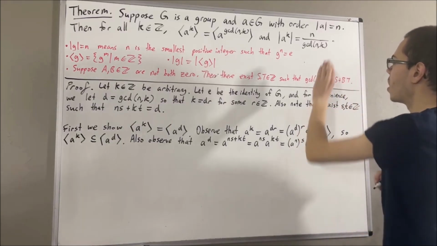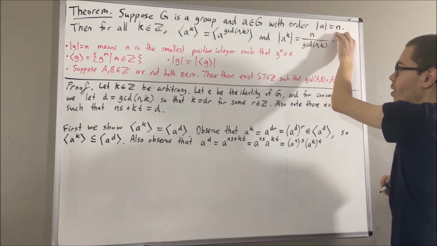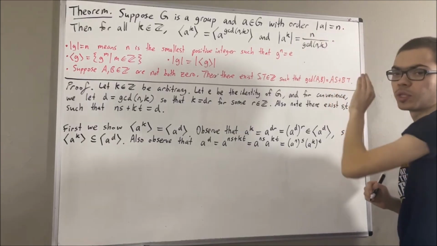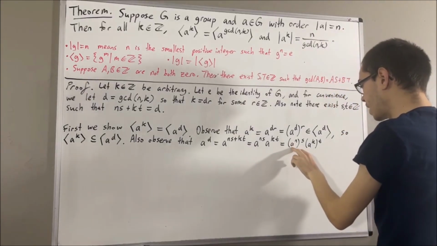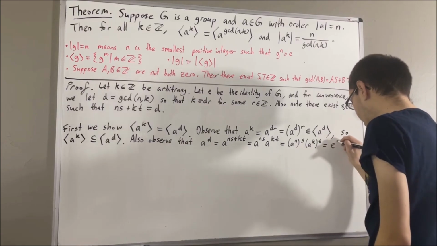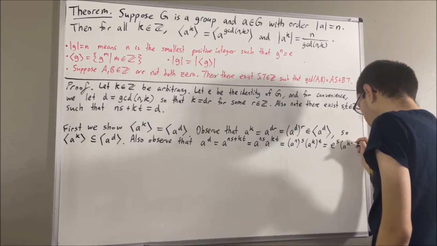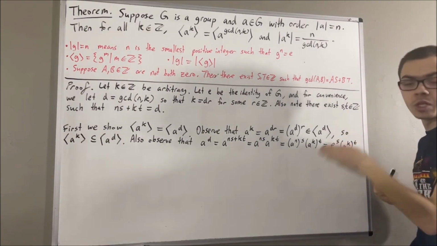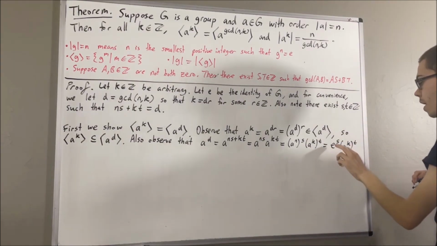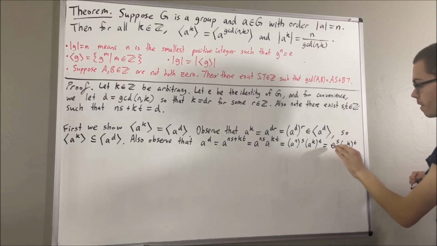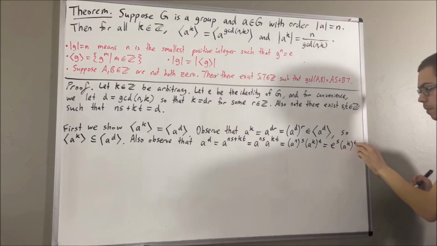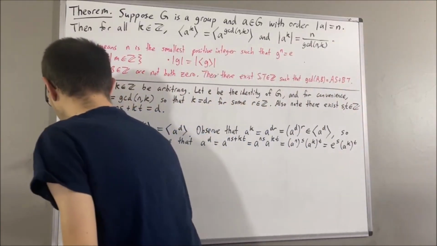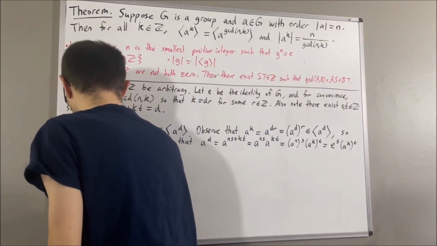But since the order of a is equal to n, we know that a^n is equal to the identity element. So we can replace a^n with the identity element, but we know that the identity element to the power of any integer is also the identity element. So this is just the identity, so we have the identity times (a^k)^t, so then this is just going to be (a^k)^t.